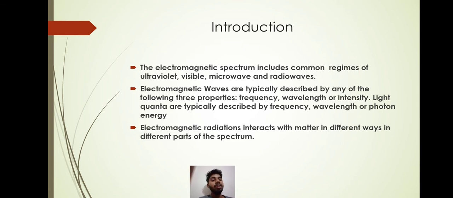The electromagnetic spectrum commonly includes types of rays: ultraviolet, visible, microwave, and radio waves. Electromagnetic waves are typically described by any of the following three properties. Means the electromagnetic waves can be described by three properties which are frequency, wavelength or intensity, and light quanta. Electromagnetic radiations interact with matter in different ways in different parts of the spectrum. That means the radiation can interact with matter in very different ways in different parts of the spectrum.